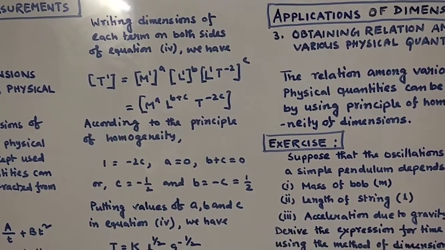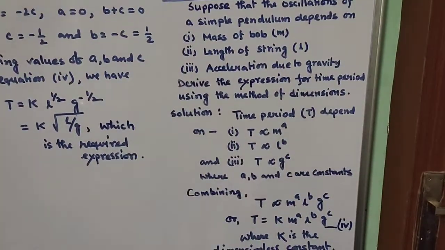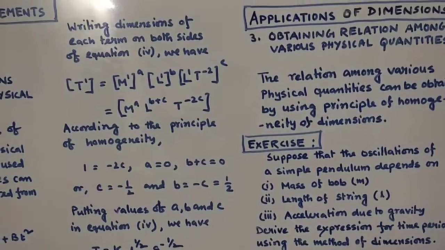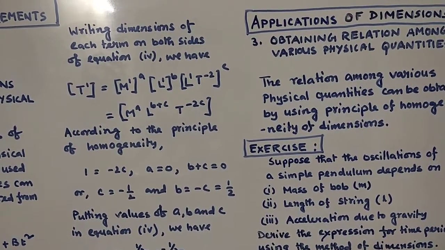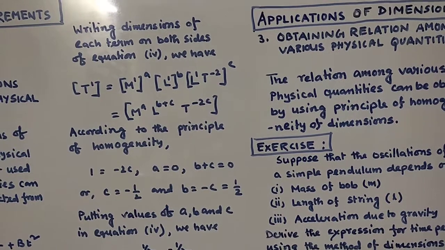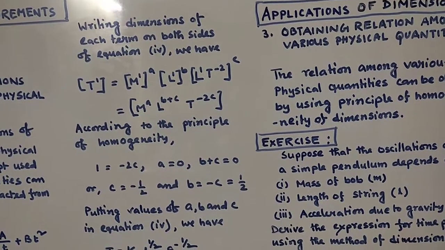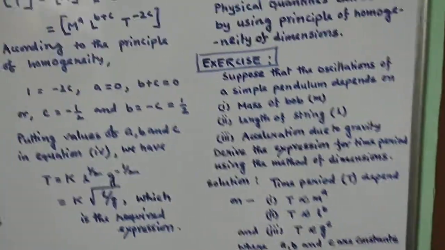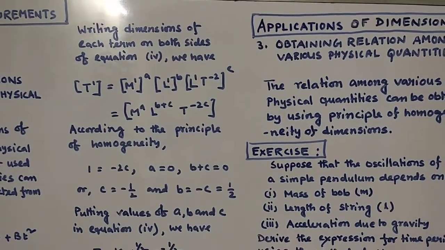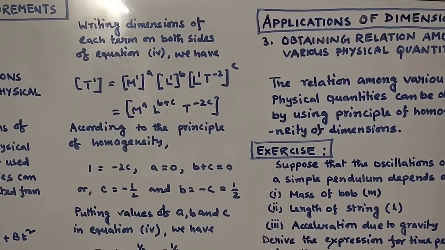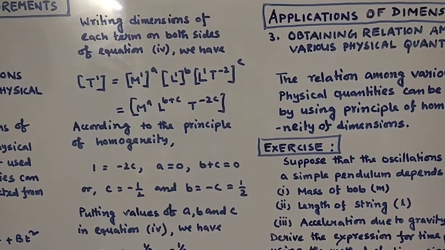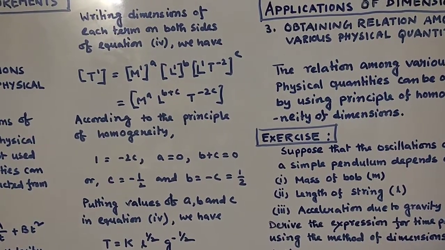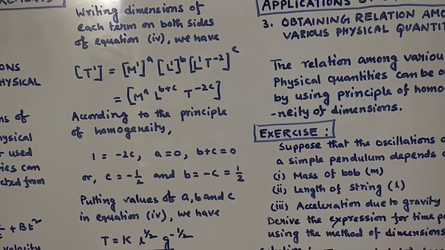So mass, that is given as m to the power a. Mass is capital M, so its exponent is 1, but within the third bracket we are defining dimensions with the small a. Similarly, length is L with exponent 1, and the power is b. Now acceleration due to gravity, the acceleration dimension is [L^1 T^-2] with the power c. As it is in terms of a product, we have to add the exponents.